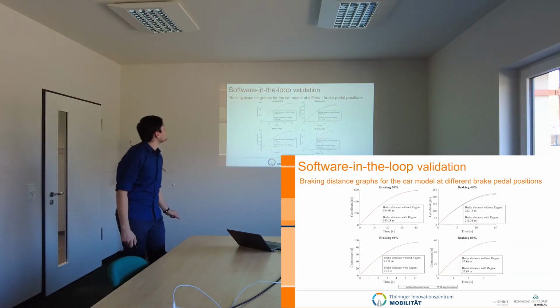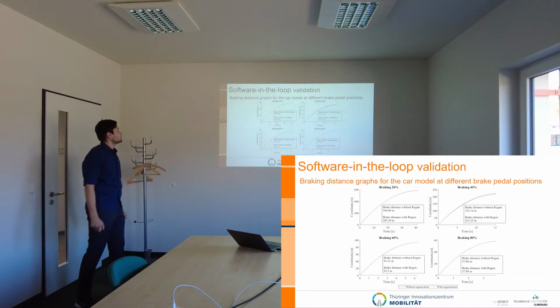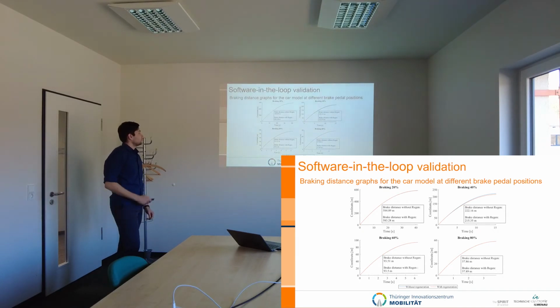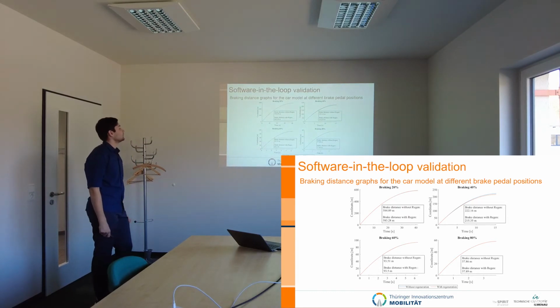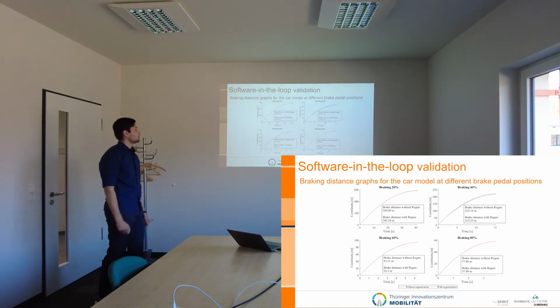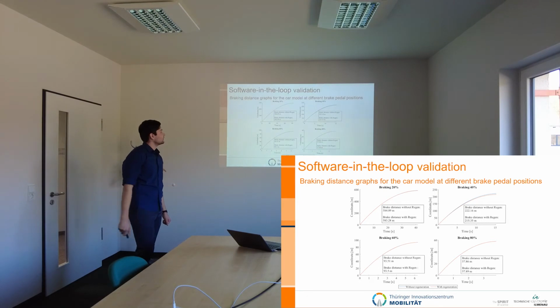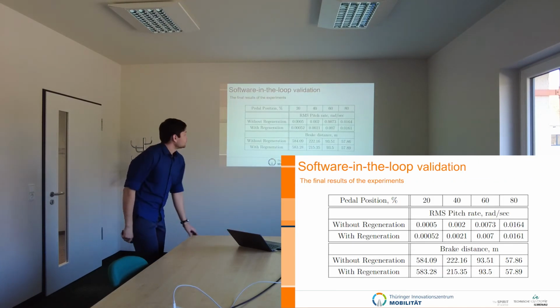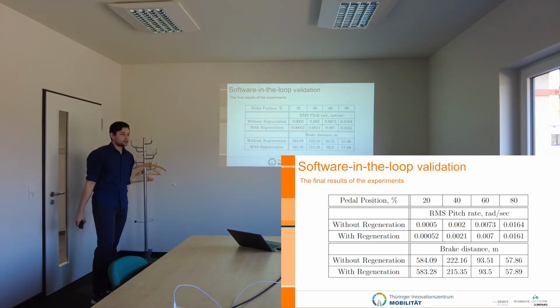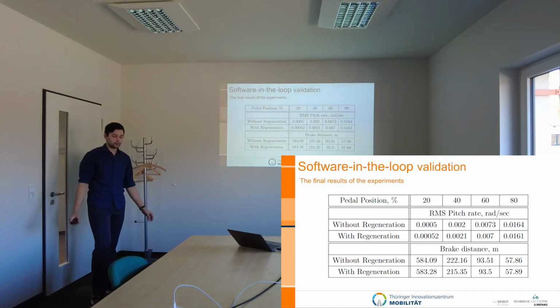Next, the braking distance was calculated, and you can see that in the first 3 experiments we have an even shorter braking distance, but in the last experiment it is almost the same, just a little higher. So here you can see the final results of all the previous experiments in software in the loop, and we can see that computer simulations proved the validity of the given control strategy.